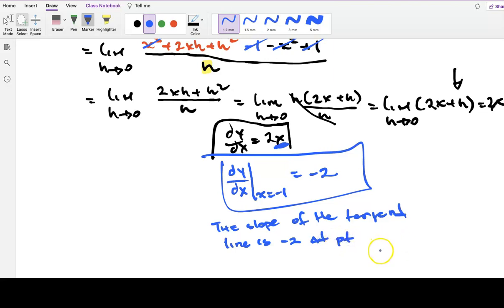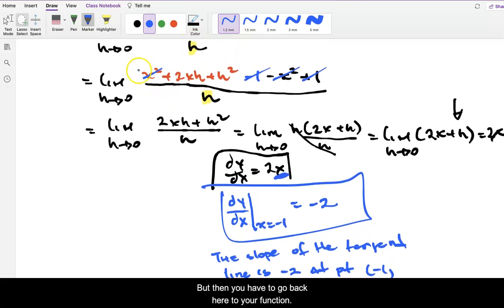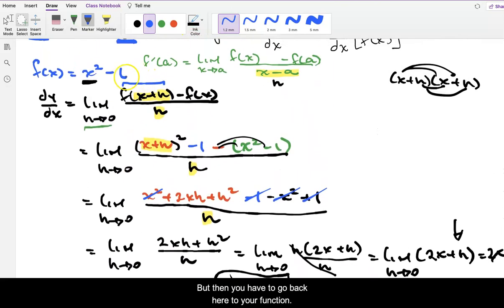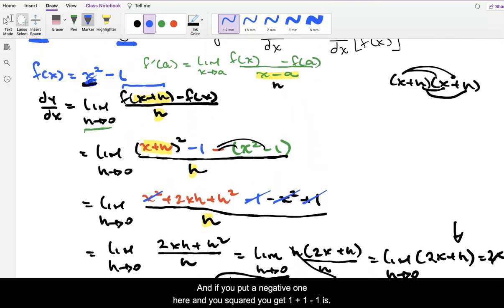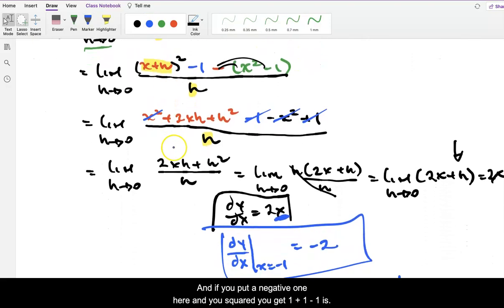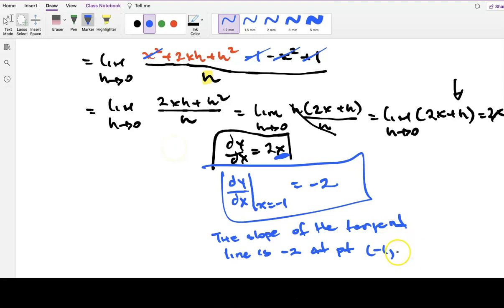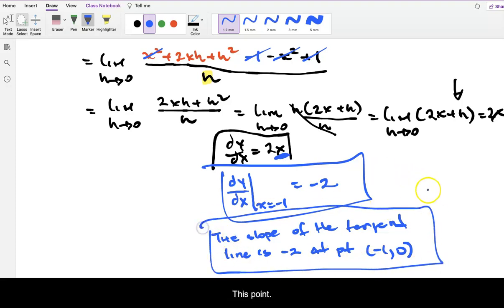At the point. So you remember they said x is -1. So at the point -1, but then you have to go back here to your function. And if you put a -1 here and you square it, you get 1, and 1 minus 1 is 0. So the slope of the tangent line is -2 at this point. That would be the interpretation.